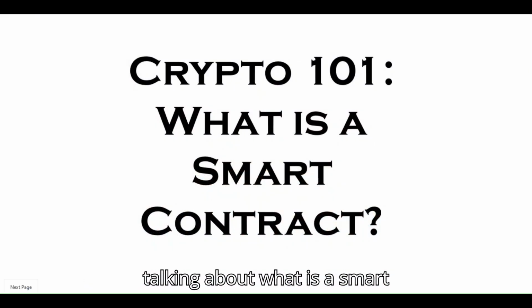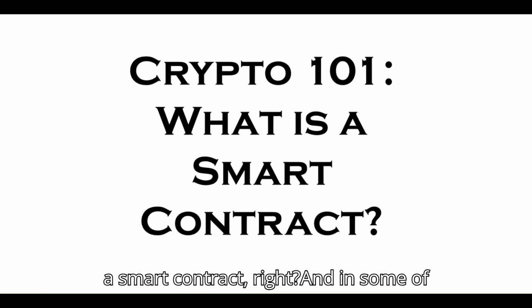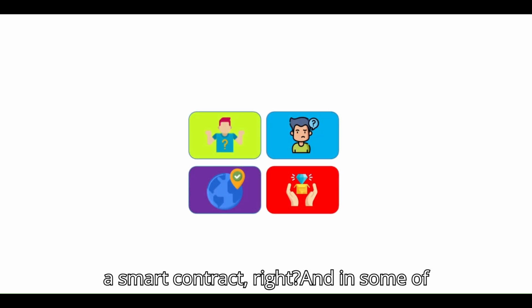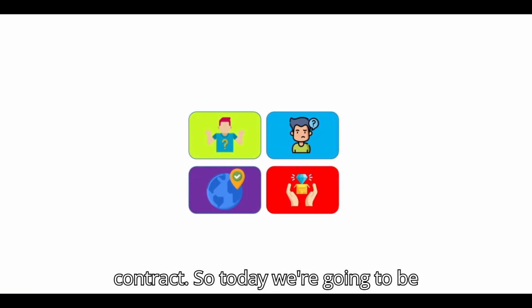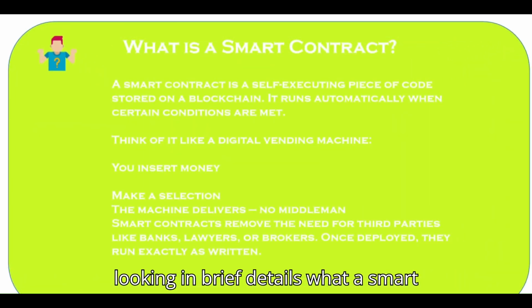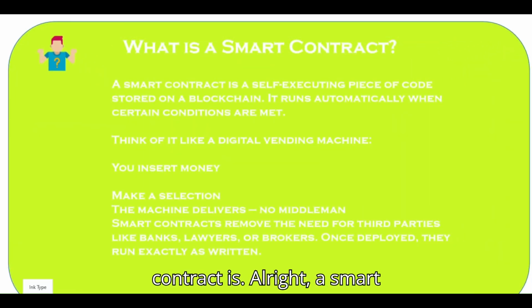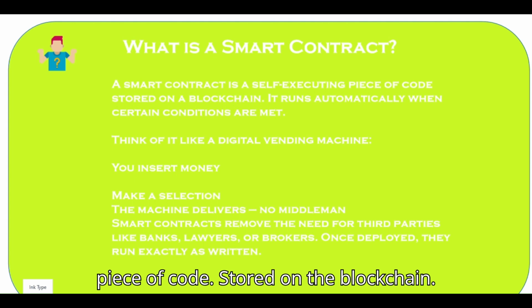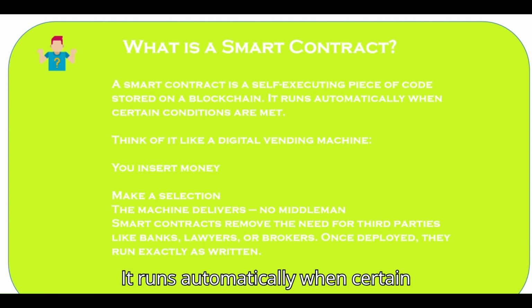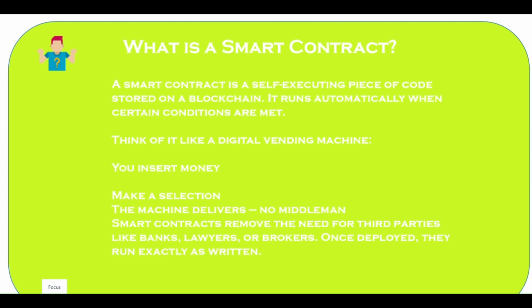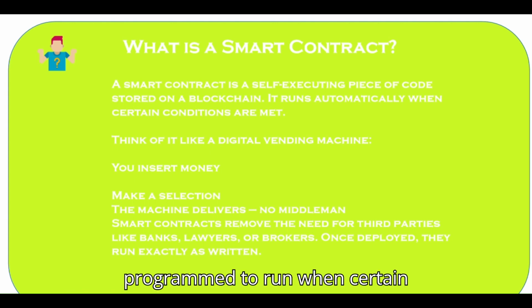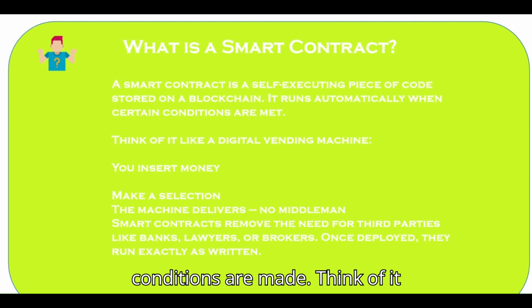Today, we're going to be talking about what is a smart contract. All right, what is a smart contract? I know in one of my videos I've talked about smart contracts. So today we're going to be looking in brief detail at what a smart contract is. A smart contract is a self-executing piece of code stored on the blockchain. It runs automatically when certain conditions are met. It is code on the blockchain, programmed to run when certain conditions are met.